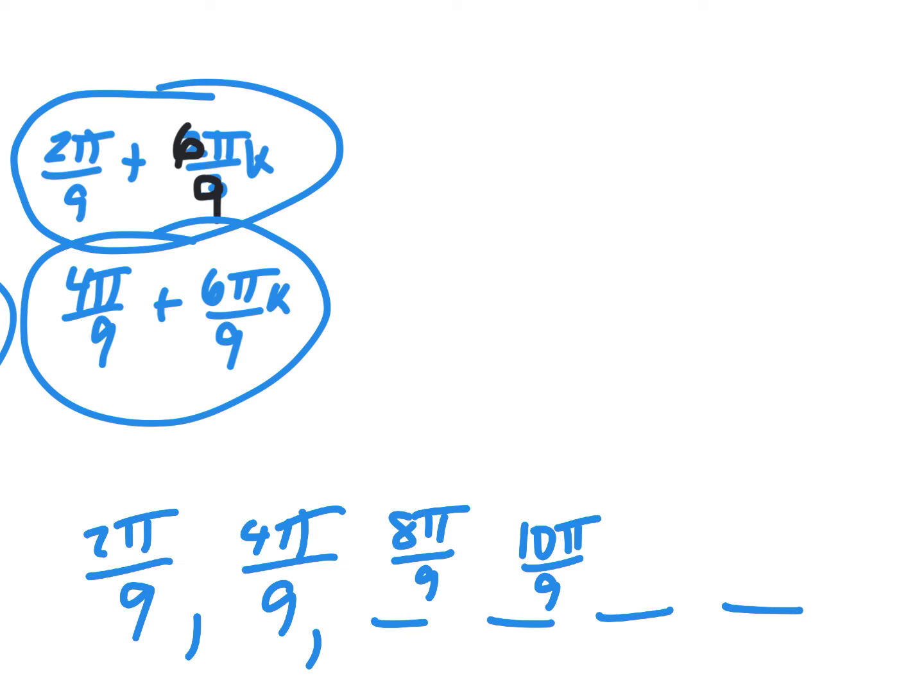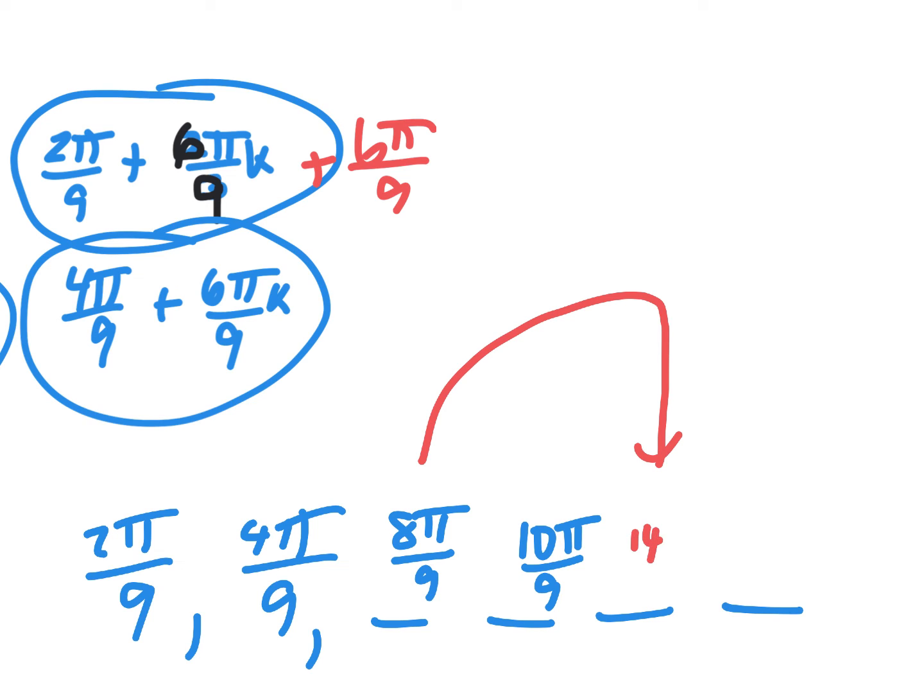And then I add another 6 pi over 9, because k is 2 now. I'm doubling it. I like to just add another 6. Okay, so this was the one where I had 8. Now I'm going to add another 6 pi over 9. 8 and 6 is 14 pi over 9. And then this 10 pi over 9, I'm going to add 6 pi over 9 to that.